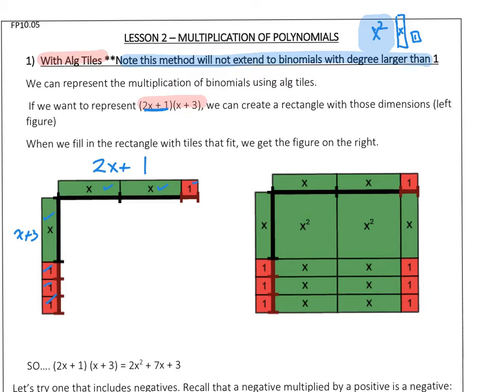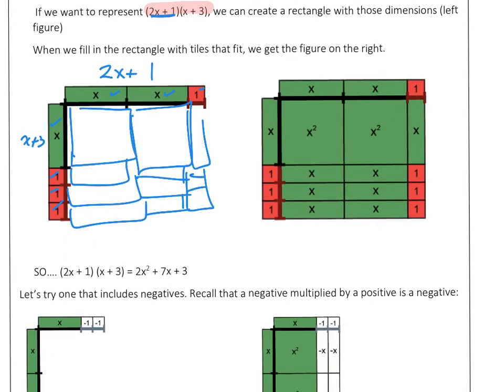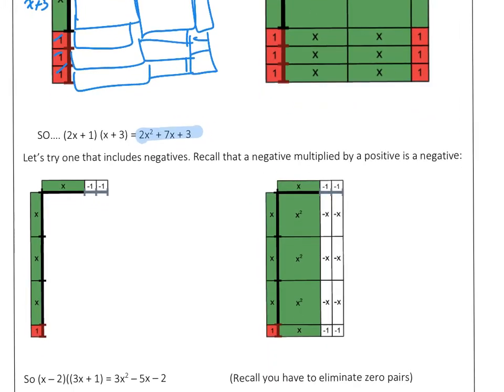And what we simply do is fill in this space here with a big square and then rectangles. It's kind of messy, but I've got it over here on the right-hand side. So I'd fill it in, and what I end up having here is 2 x squareds, 1, 2, 3, 4, 5, 6, 7 x's, and 3. So I can see that the multiplication of 2x plus 1 times x plus 3 yields 2x squared plus 7x plus 3.